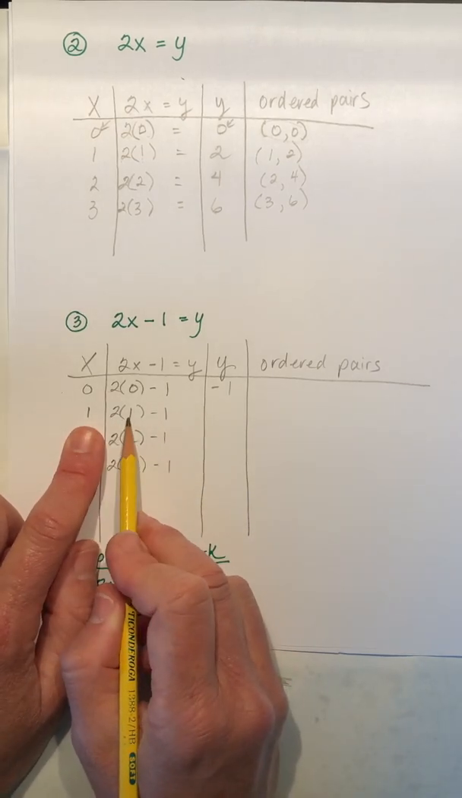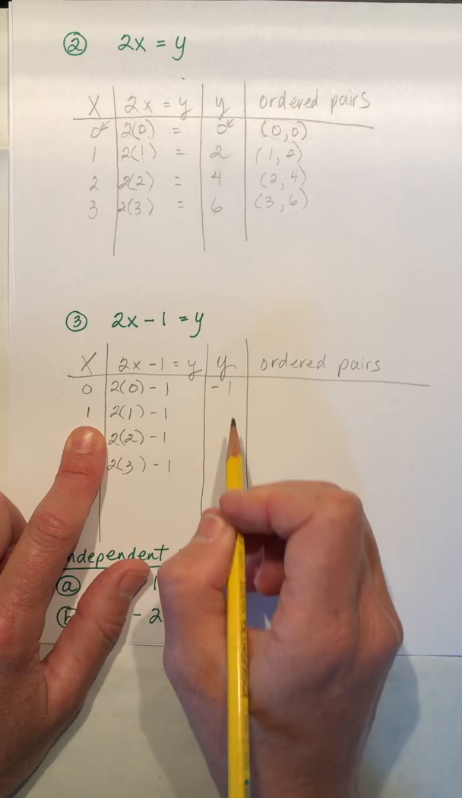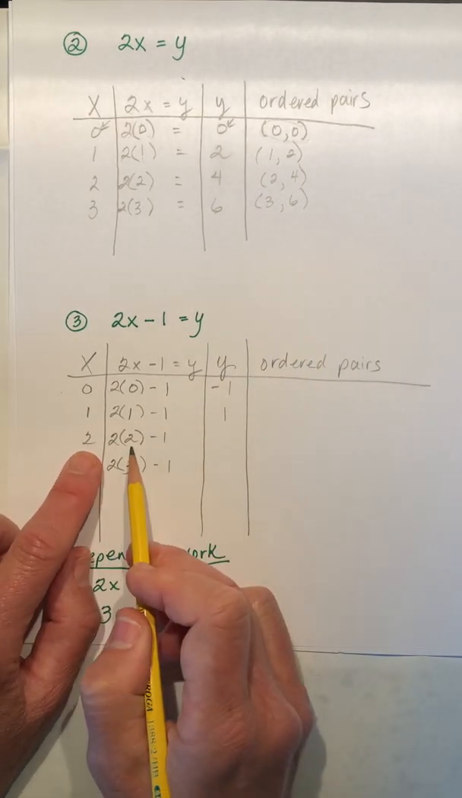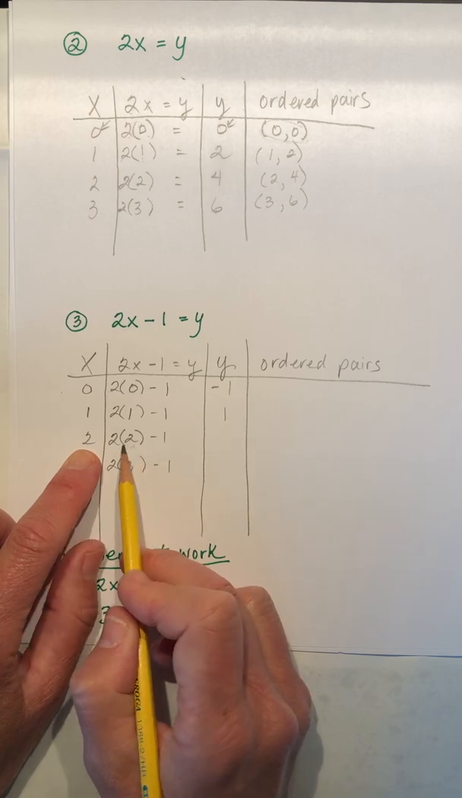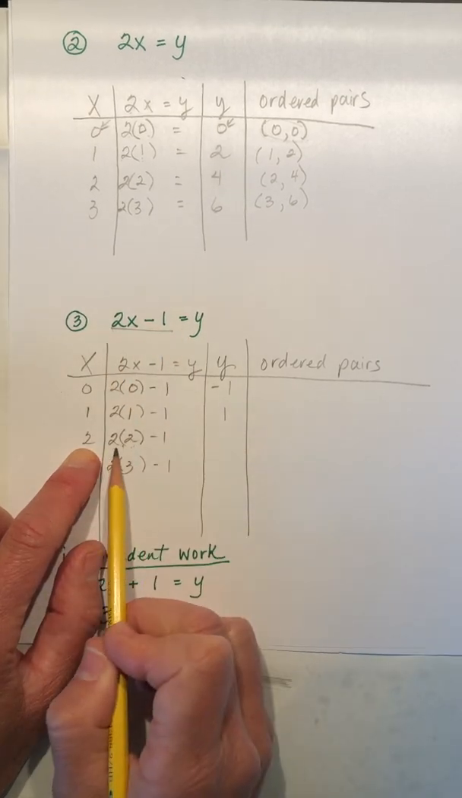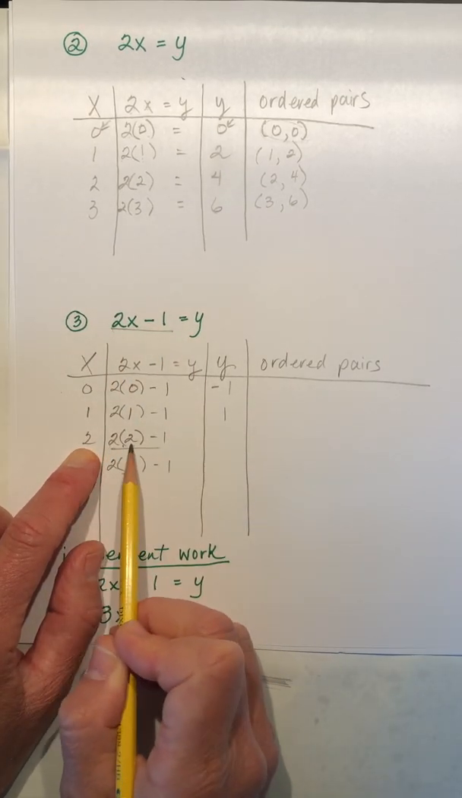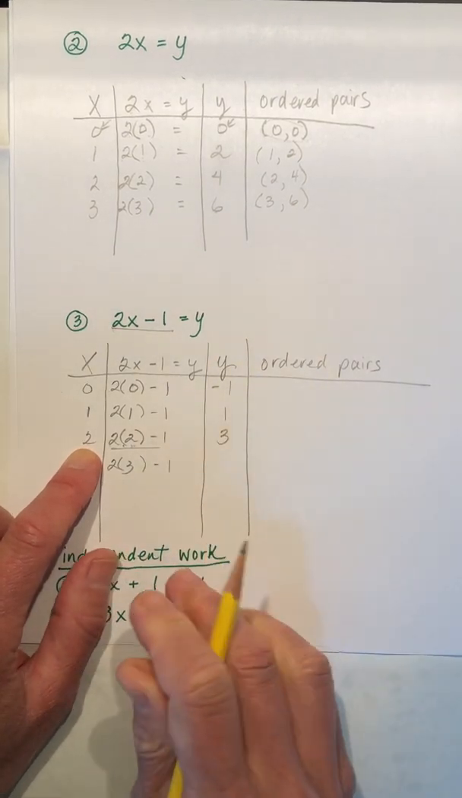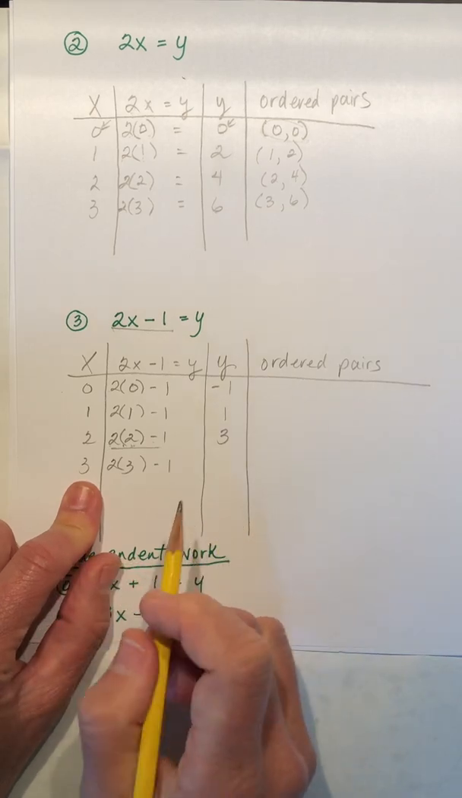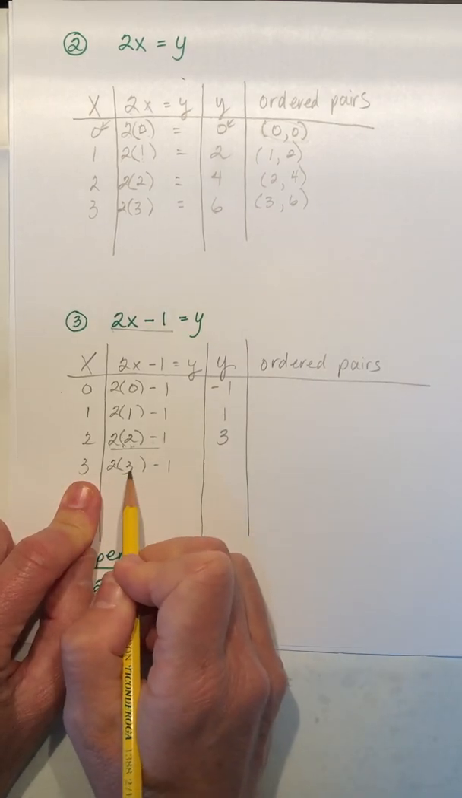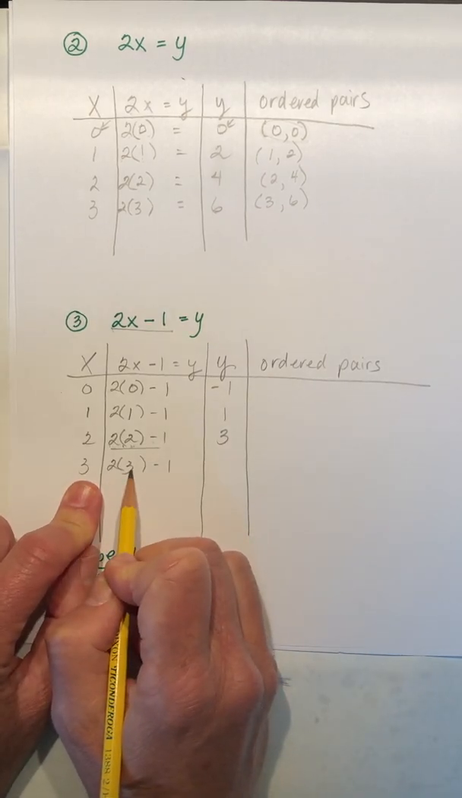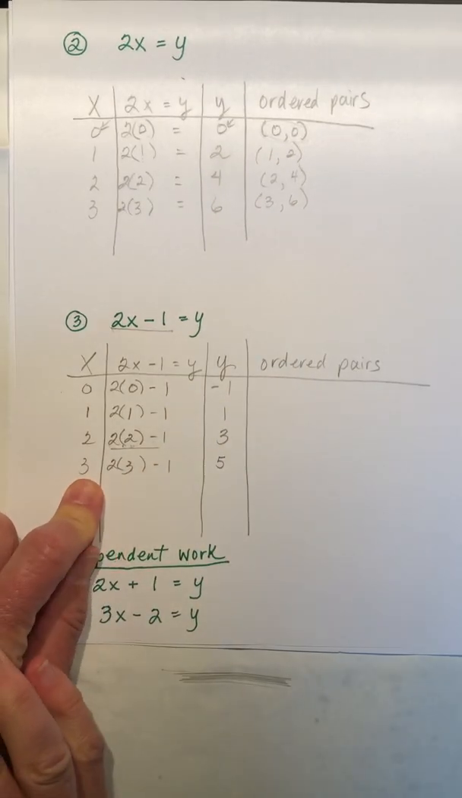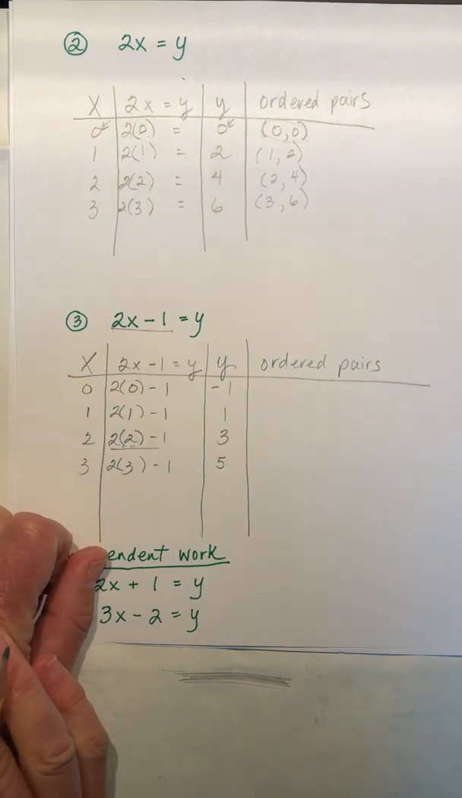So 2 times 1 is 2, minus 1 is 1. Now we're trying this x value of 2, right? This is just this equation down here. 2 times 2 is 4, minus 1 is 3. And last one, 2 times 3 is 6, minus 1 is 5. All right, I'm ready for my ordered pairs.